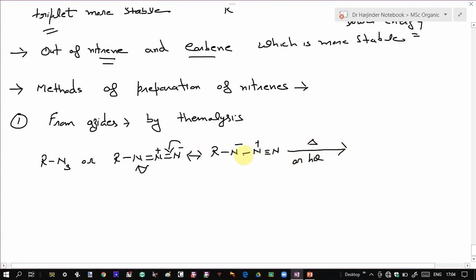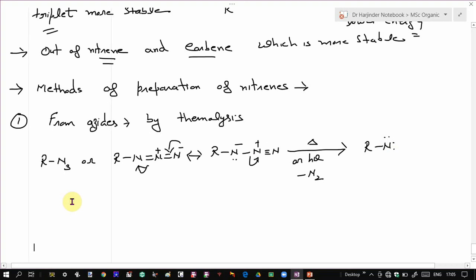This nitrogen-nitrogen bond breaks and this bond pair of electrons is taken by this nitrogen with positive charge. So there is a loss of nitrogen, released as a neutral nitrogen molecule, so that nitrogen is left with no electron over it. It is left with just six electrons: its earlier lone pair of electrons, the negative charge, and this bond pair of electrons. So that gave rise to a corresponding nitrene.